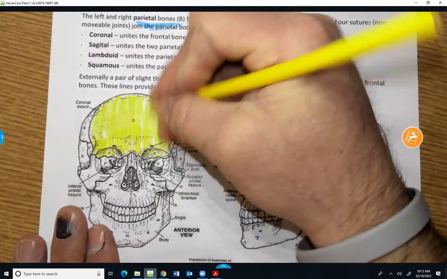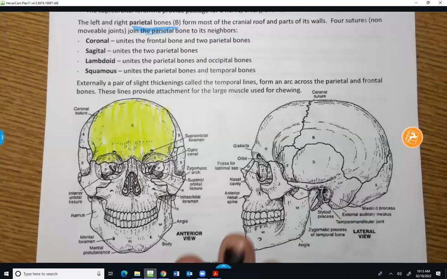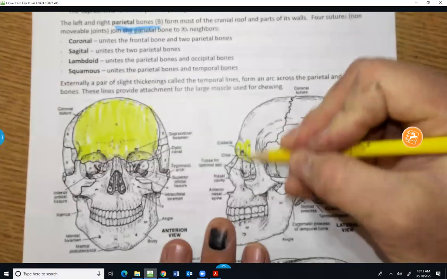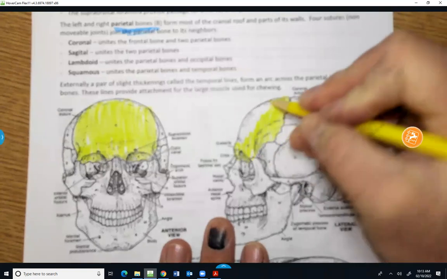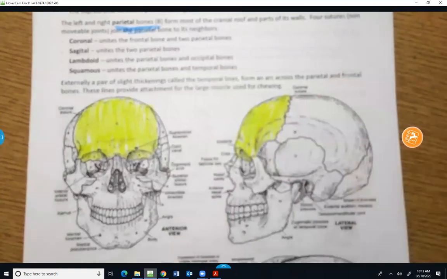I color really quickly, so sometimes I go outside some of the lines that my 5-year-old would yell at me about, but that's okay.